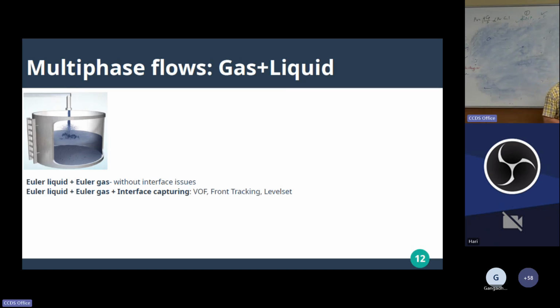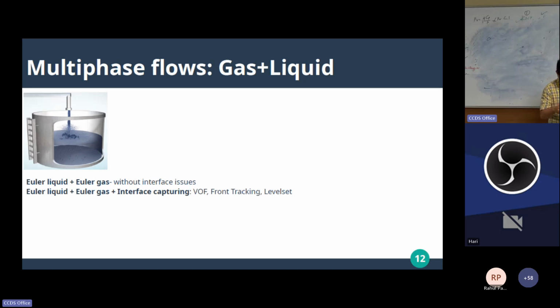Sometimes you may have to capture interfaces. You are more interested in knowing the constituents like bubbles, drops, and other things. Naturally, you need to bring in these interfaces. When you want to resolve the interfaces, you will have Euler liquid, Euler gas, and some kind of interface tracking or interface capturing one will employ. And both Euler liquid and Euler gas, you club with one particular solver, which you call single fluid formulation.